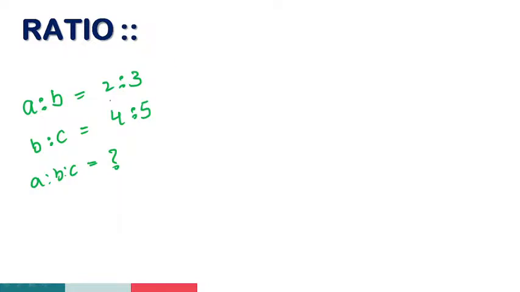Okay, all right. So observe clearly. A is how many parts here? Two parts. B is how many parts here? Three parts. Again B is how many parts here? Four parts. And C is how many parts here? Five parts. A and C are very clear, guys. But B is three parts here, and four parts here.